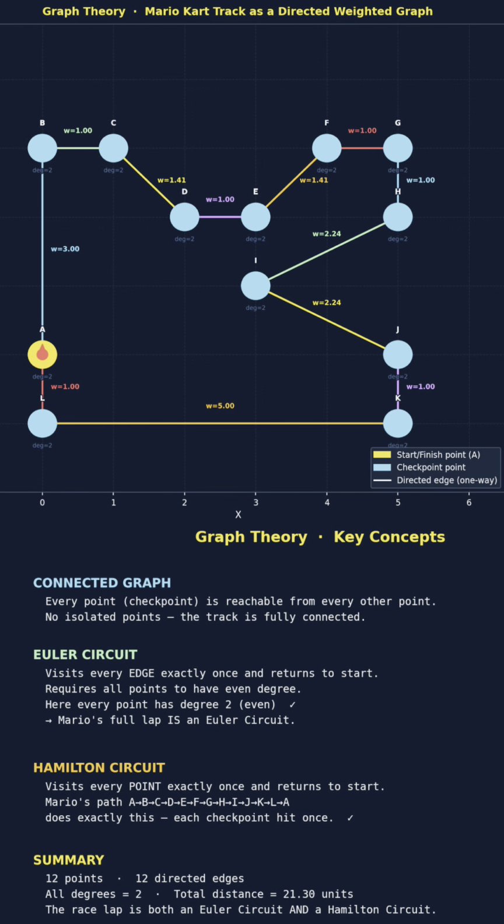Now let's take a look at the graph. Is it an Euler circuit? Well, every single vertex on the track has exactly 2 degrees, and in order for it to be a circuit, none of the vertices can have an odd degree. Since none of them do, this path is in fact an Euler circuit.